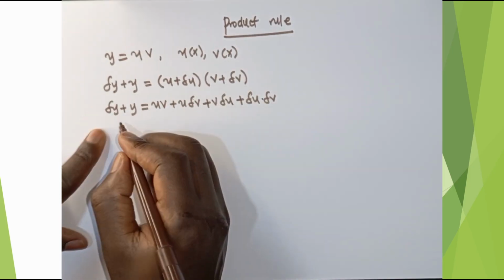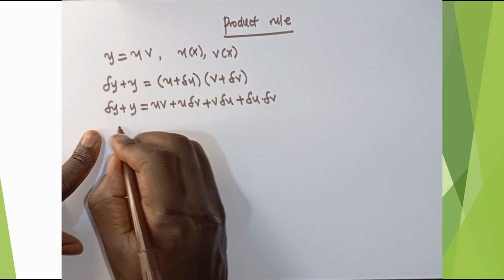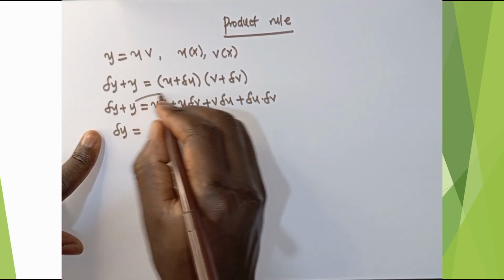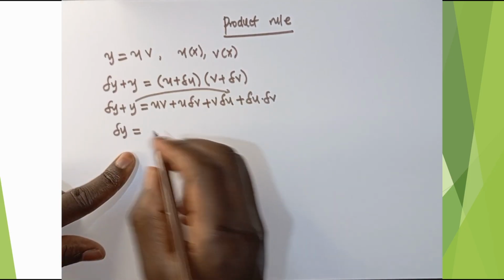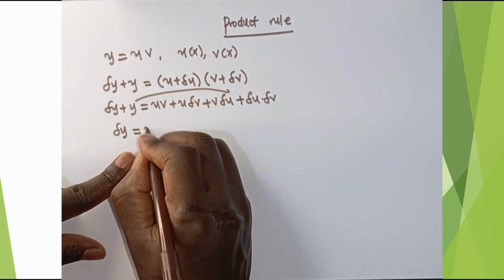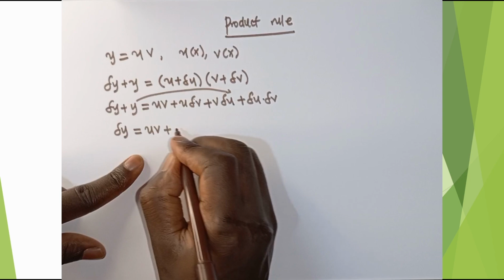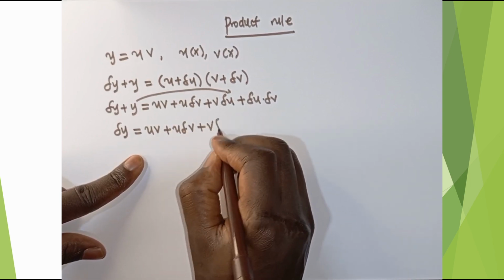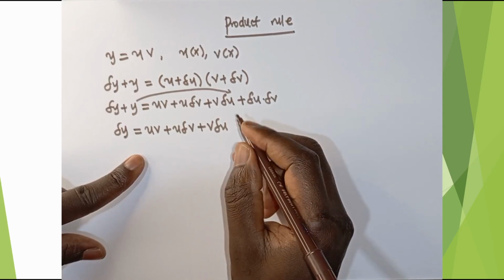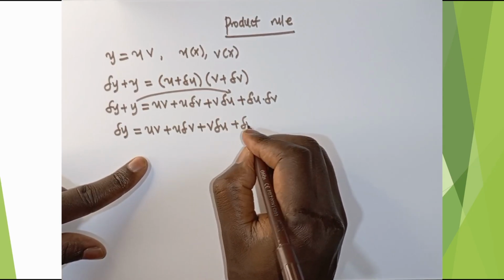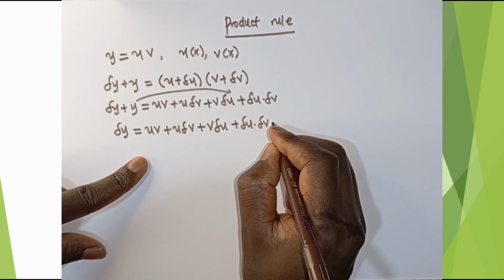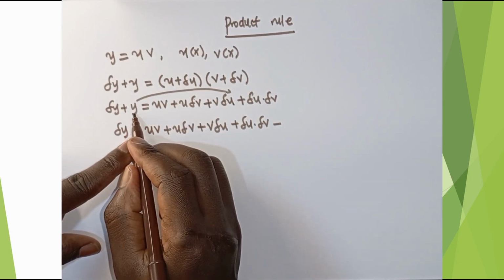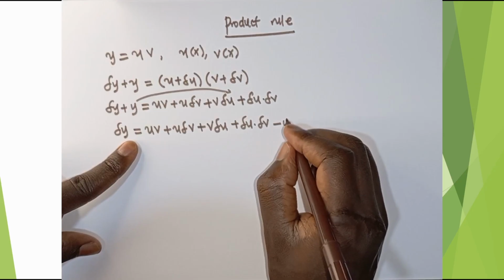Now we are interested in delta y. So we shall have delta y is equal to, this y will go to the other side. So we shall have uv plus u delta v plus v delta u, and then plus delta u delta v, minus y, but y is what? y is uv.